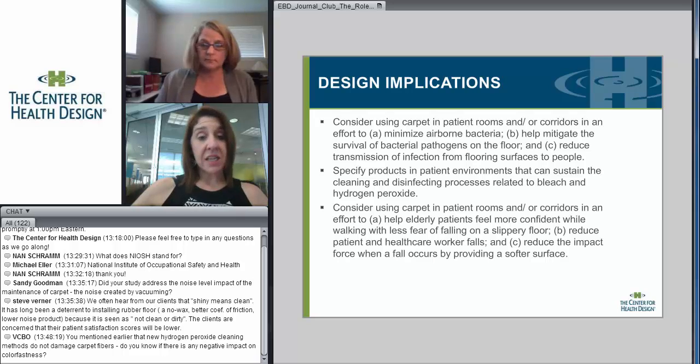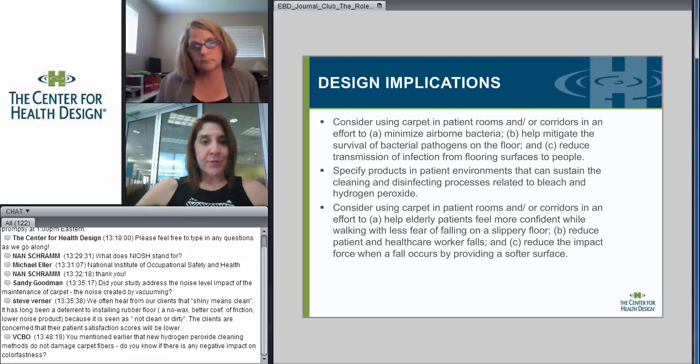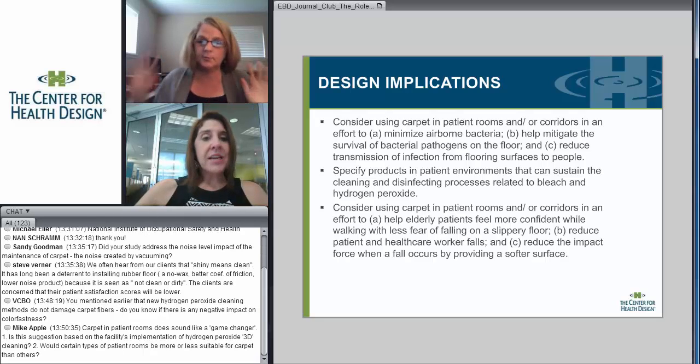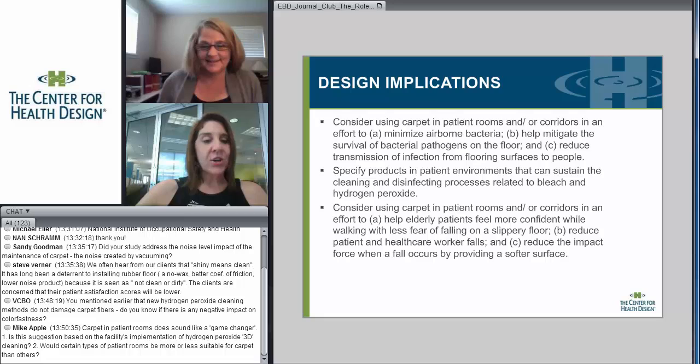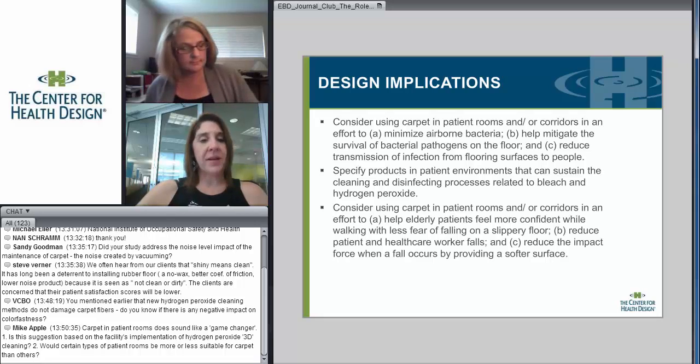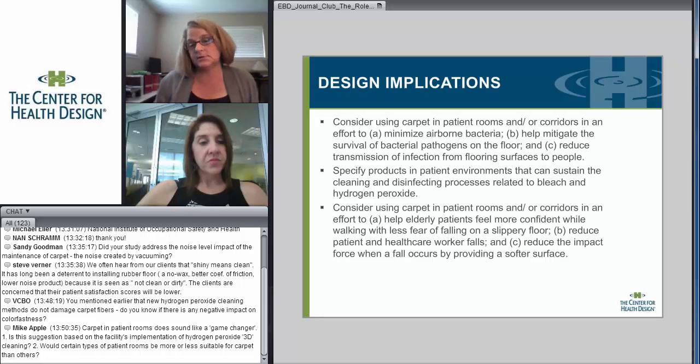Well, I think there's definitely a lot of perception on the part of healthcare workers that, oh, carpet in the patient rooms, it's scary to them. Now, we talked a little bit earlier about how hydrogen peroxide does not damage carpet. Do you know if it has any effect on the color fastness of the carpet? Has that been studied at all? I don't actually know. It is my understanding that it does not, but I don't have any data to support or refute that. I just don't know. Okay.